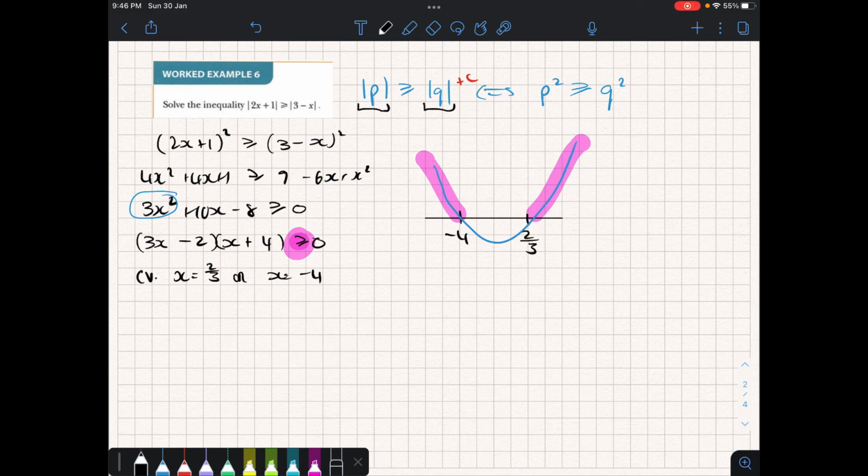And so our solution would be, we're looking for where x is less than or equal to minus 4 in this case, or when x is greater than or equal to 2 over 3.